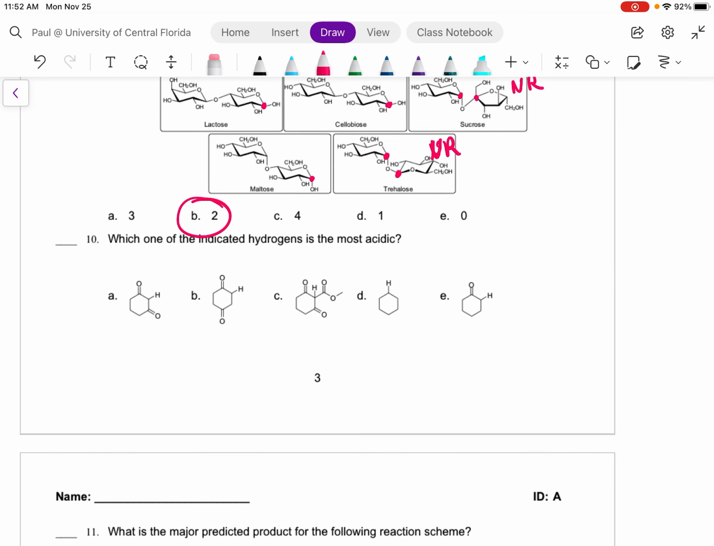Which one of the indicated hydrogens is the most acidic? Well, this hydrogen right there is sandwiched in between a ketone and an ester, and it's also alpha to another ketone. That just has a lot of functional groups there that can help stabilize a negative charge when that hydrogen is abstracted, making that the most acidic.